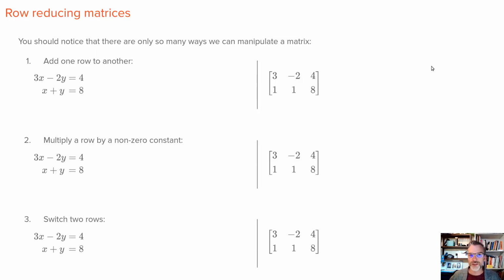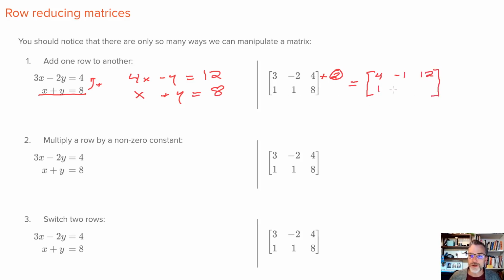Okay, so as I said, there's really 3 rules to this. We can add one row to the other, so I can take this entire equation and I can add it to the first one. Okay, so if I just outright add it like this, then I would have 4x minus y equals 12. And I didn't do anything to the second equation, so I would just have this. But now if I did that in the coefficient matrix, you see what I'd get. I'd just have 3 plus 1, which is 4, minus 2 plus 1, minus 1, 4 plus 8, 12.